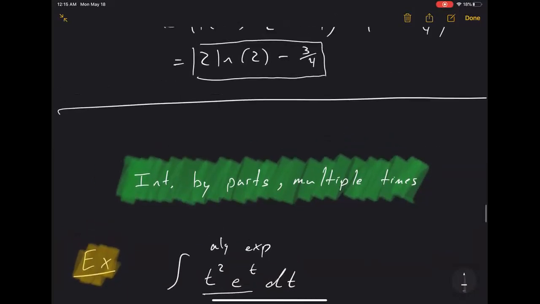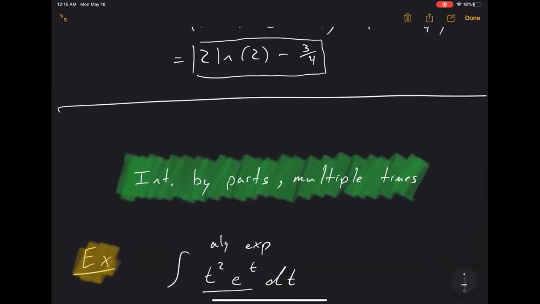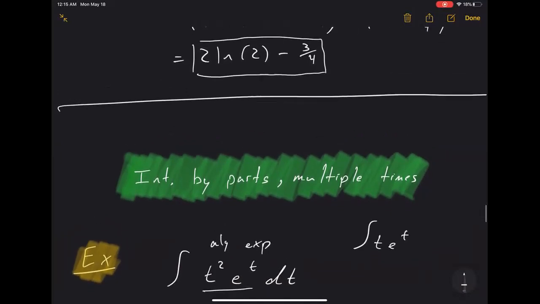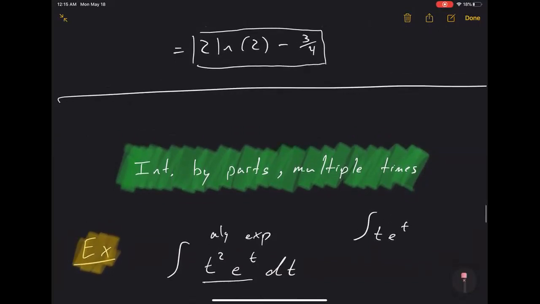Well, I say, hey, if I had t e to the t instead, kind of the derivative of t squared times e to the t, is that integral easier? Well, it's not, I can't do it right off the bat, but it's getting closer, right? I've reduced the power of t a little bit. Then I say, what if I did that again? What would I end up with? Well, I would end up with the integral of e to the t. Okay, and I can do that integral. So that's my logic when approaching these integration by parts multiple times.